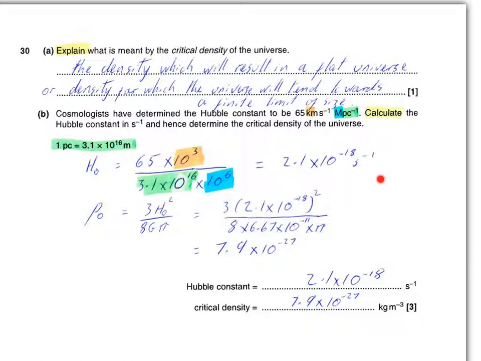I would always do that as a separate side calculation. It's always going to help you along the way, picking up C marks. And then rho naught is a straightforward calculation, putting that into that standard sum again, do the substitution, and on this occasion we end up at 7.9 times 10 to the minus 27.